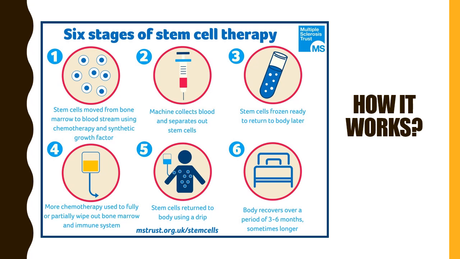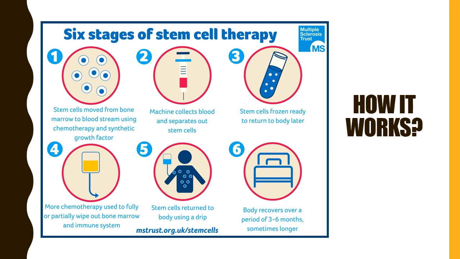Alright, let us move on to the mechanism of stem cell therapy. So how does it work? To make it simple, we will learn from this diagram of six stages of stem cell therapy. First and foremost, we will use chemotherapy and synthetic growth factor to move these stem cells from the bone marrow to the bloodstream. And once they are in the blood, a machine will collect the blood and separate out the stem cells. Next, the stem cells collected are then frozen and ready to be returned to the body later.